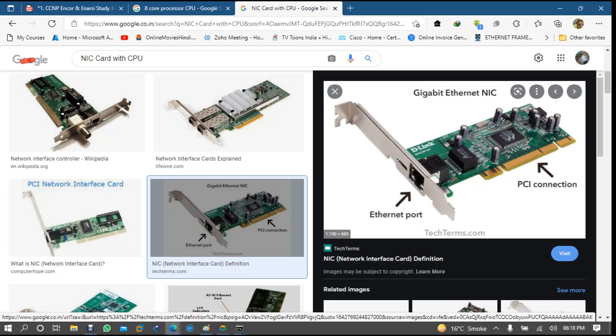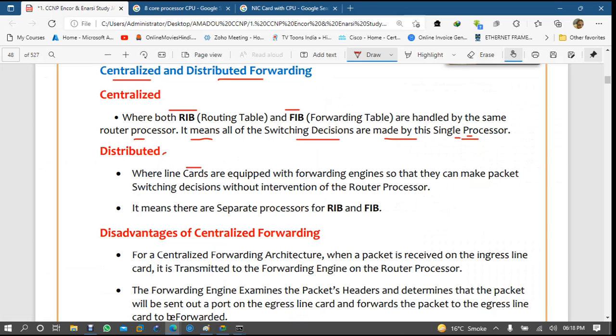So in the distributed, what it is saying is, if I have four interfaces, all four interfaces will have four CPUs, and all those four interfaces will do the processing separately. Each and every interface will be managing the routing table and the forwarding table. It means there will be a separate processor for the routing information base and the forwarding information.